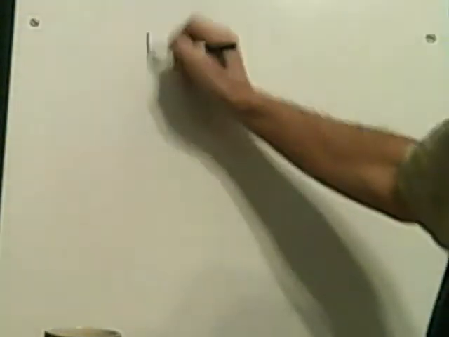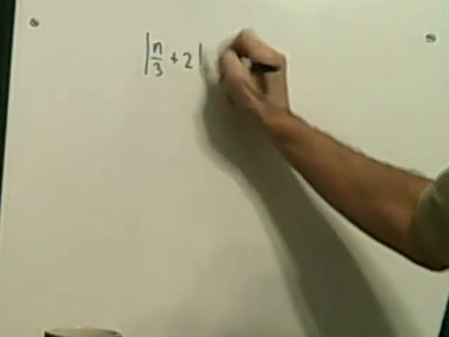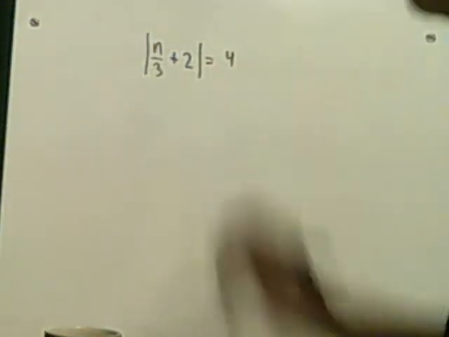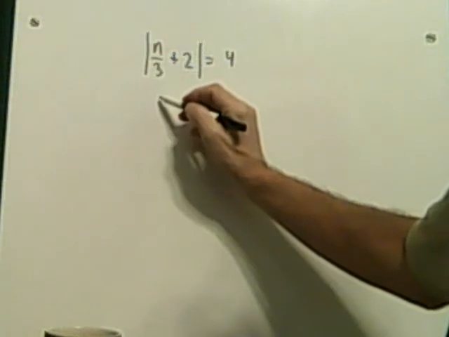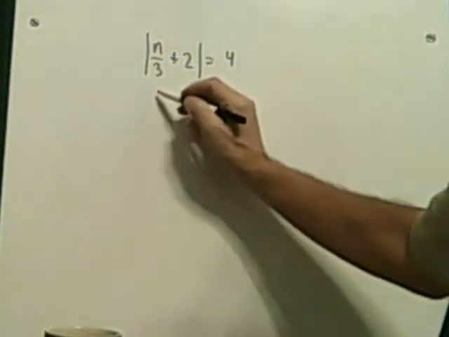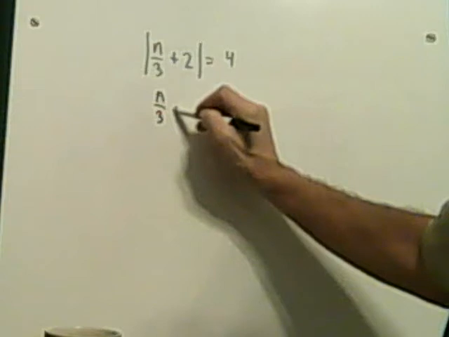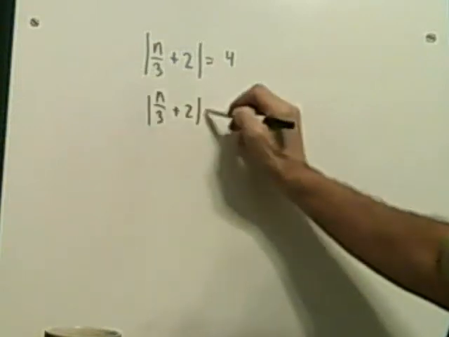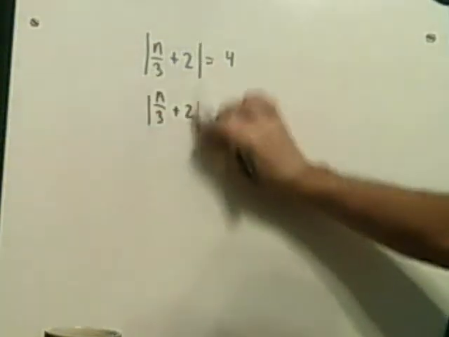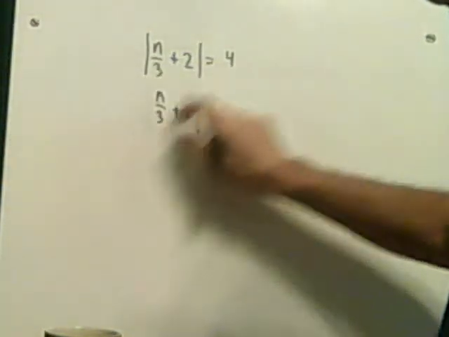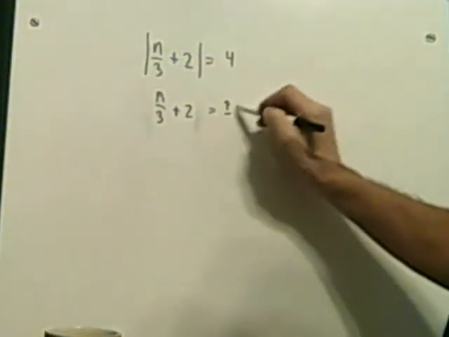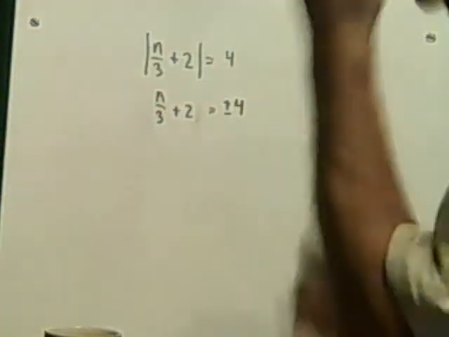Okay, the next one. The absolute value of n over 3 plus 2 equals 4. And the way that we just solved the last one should also work here, okay? n over 3 plus 2, I'm sorry, equal to plus or minus 4. This will allow us to solve this more readily.